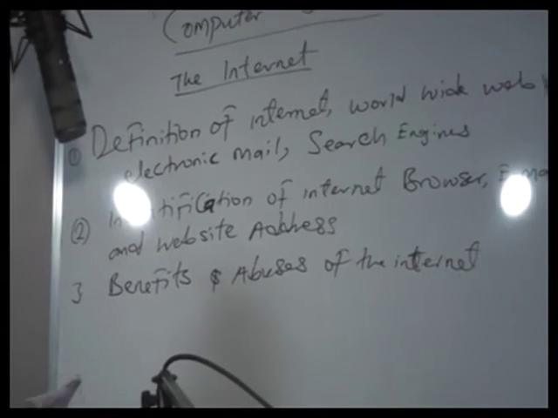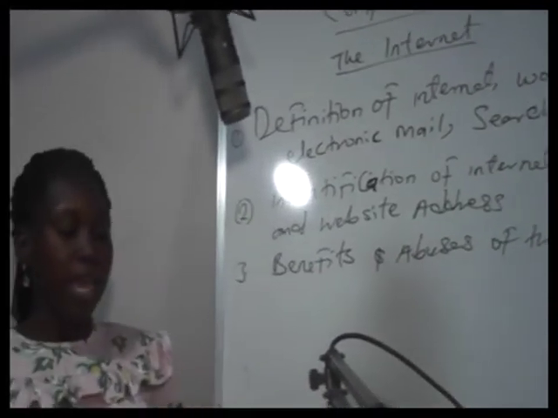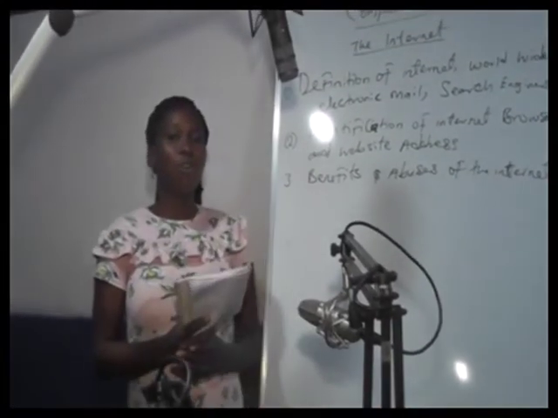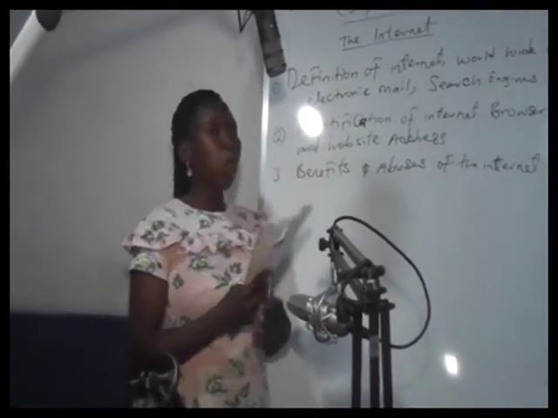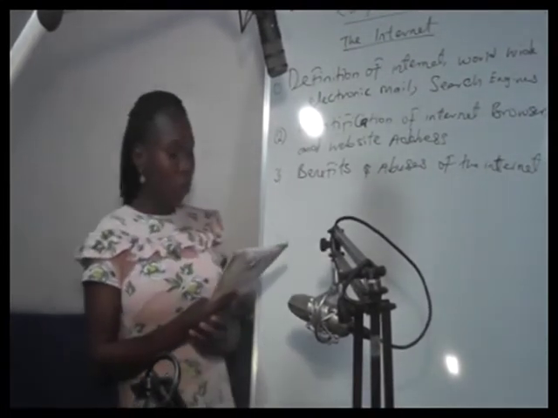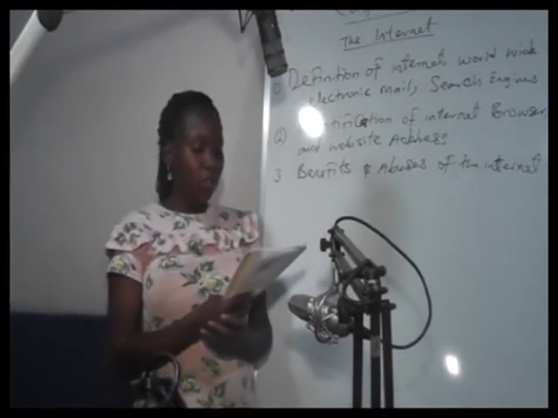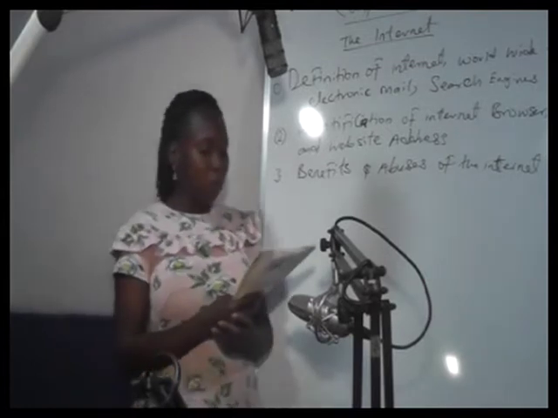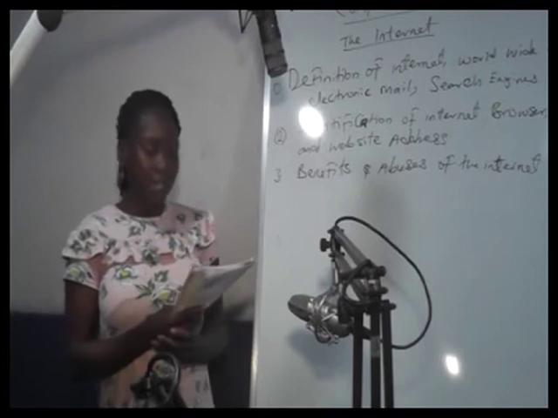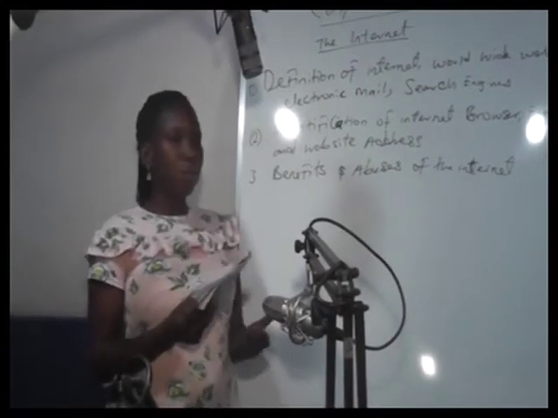Now, I'm going to start from the definition of what the internet means. The internet comprises thousands of computers all over the world. These computers send, receive, and store messages or information that can be accessed by thousands of users all over the world. Now, what is the internet? As we all know, the internet is referred to as the network of networks that allow people all over the world to interact and communicate using computers.